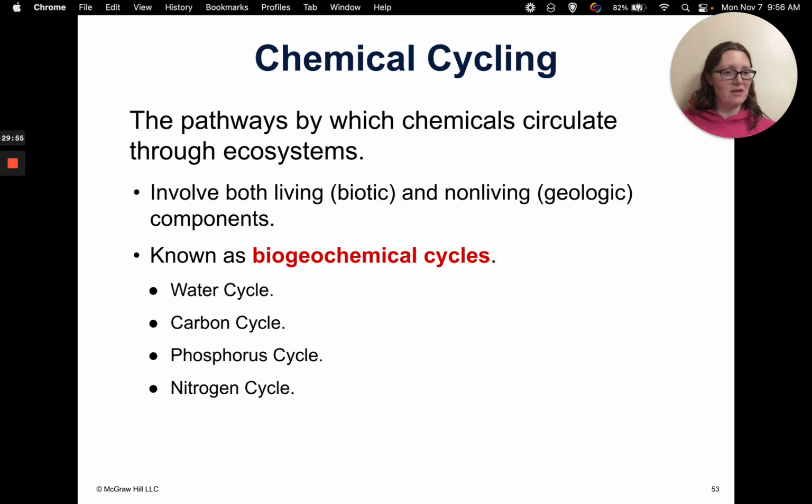Energy goes in one level, in one direction. Other things, not so much. We know about the water cycle, but carbon, phosphorus, and nitrogen go in circles. Even though energy only goes in one direction, the others do not. They go in cycles.